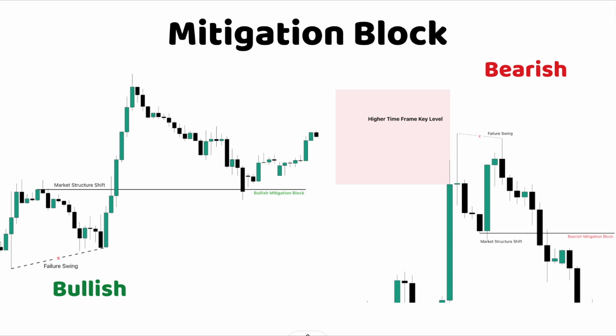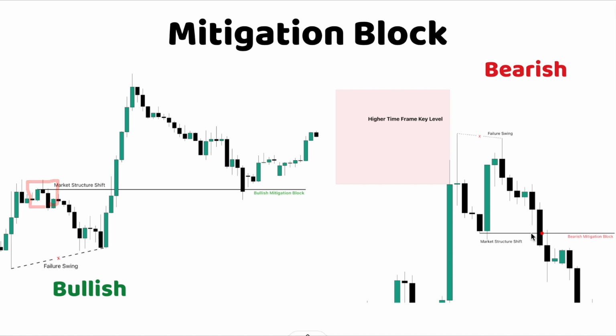Mitigation block, it's a very similar concept to the breaker block, but the slight difference is that it creates a failure swing. It doesn't break our liquidity. It doesn't take out our liquidity. And once the price fails to take out the liquidity and we have a market structure shift, the very last up close candle will be our bullish mitigation block.